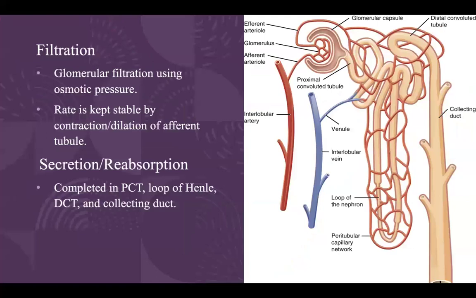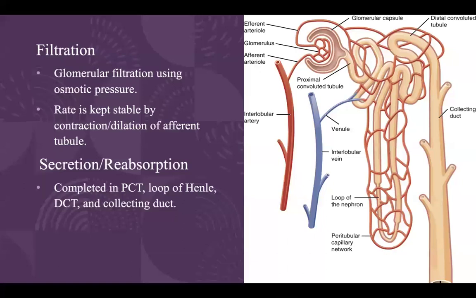All right, so filtration begins at the glomerulus and Bowman's capsule. Blood will go into the glomerulus from the afferent arteriole, which is slightly larger than the efferent arteriole, where blood will then exit the glomerulus. But blood is rushed into this region here, and osmotic pressure builds, where solutes are able to be pushed out, and then blood isn't, and then will exit through the efferent tubule.